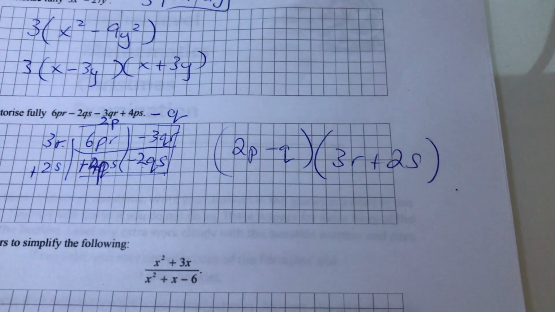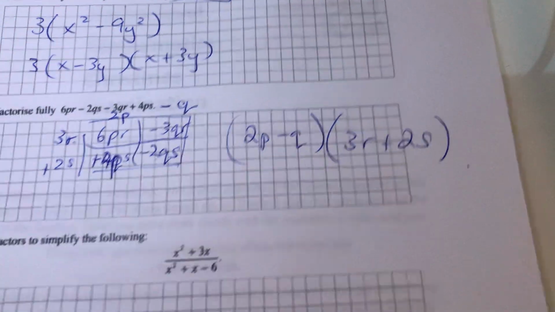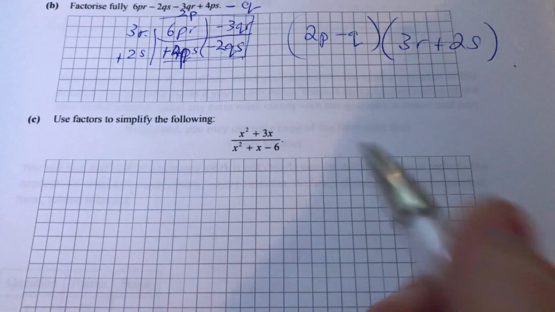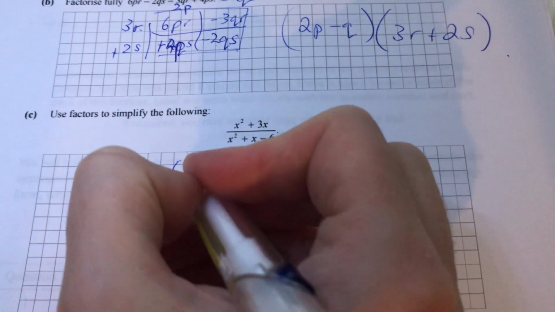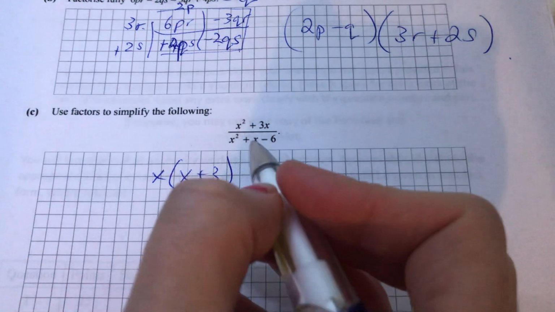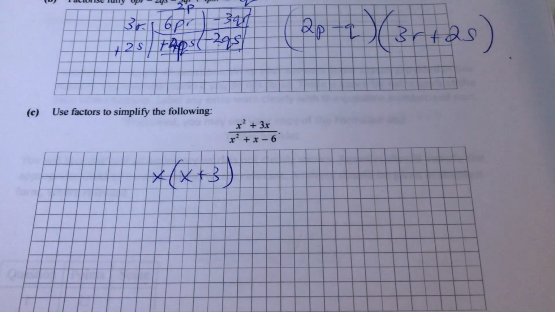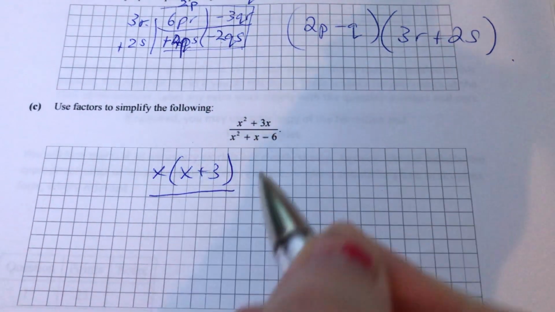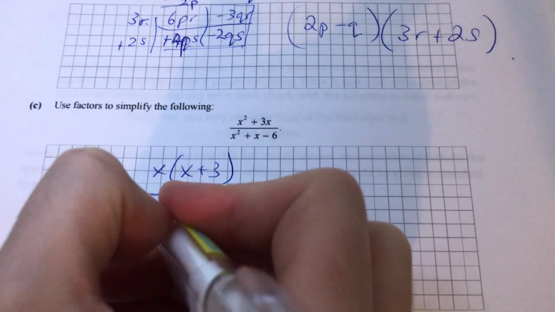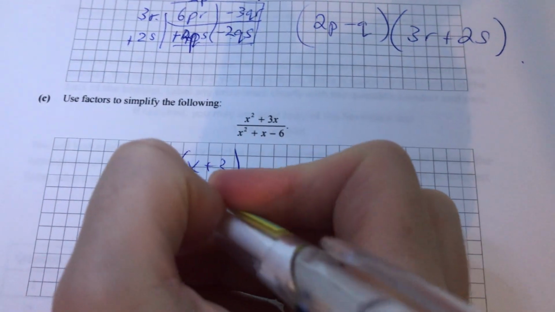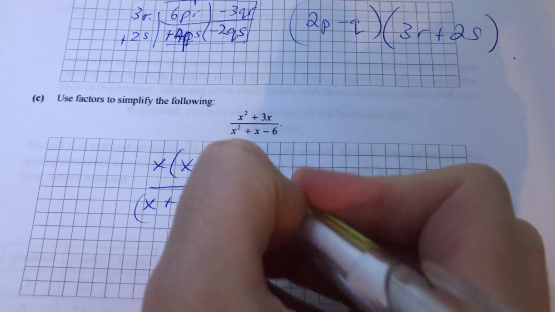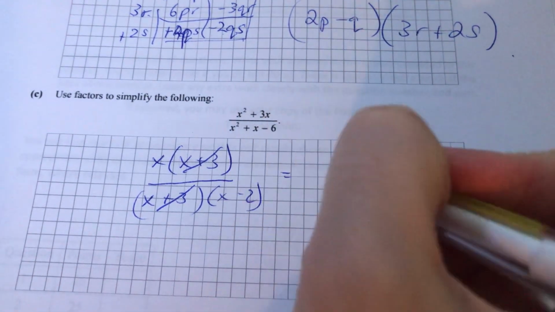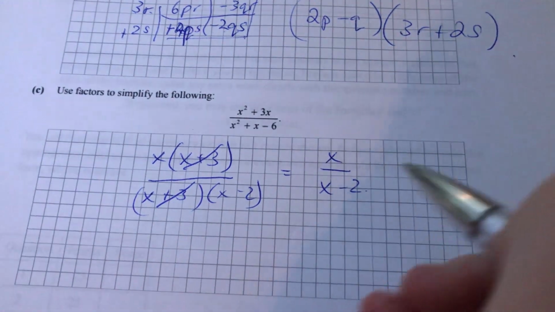And then last part, they have asked me to use factors to simplify. Well, top method of factorizing is common factor. So you could take it to the side and work it out, but you'd end up with those. Bottom line here is a trinomial. Hopefully you are well able to do those. I would take that to the side, work it out, and you'd end up with x plus 3 and x minus 2. And then you simplify, and you'd end up with that.